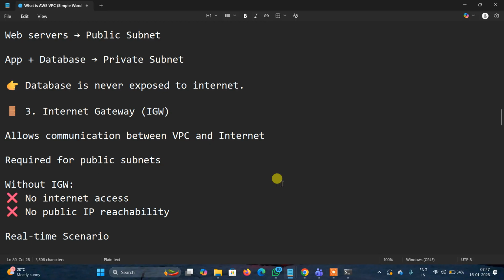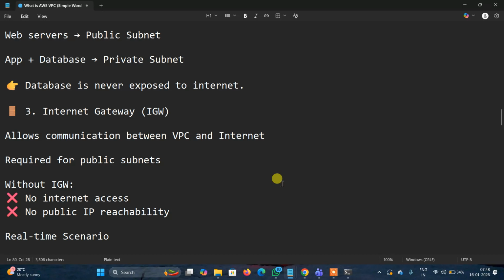Do you understand what an internet gateway means? An internet gateway is like an implicit router. Implicit means internal. Generally, when you connect your laptop, it is connected to an explicit router, which is a physical router. Understood?